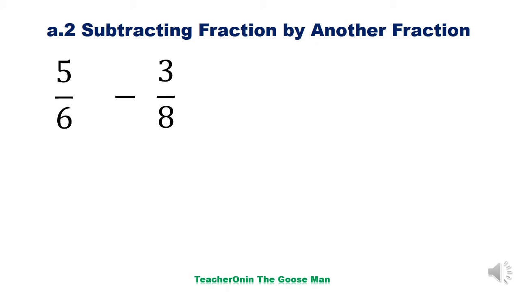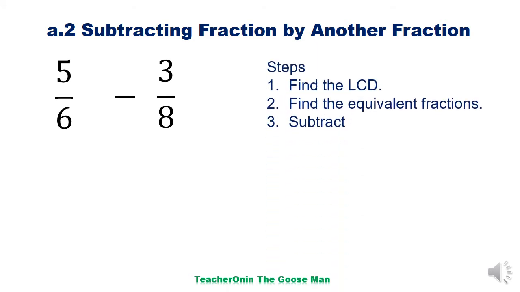Let's review the steps in subtracting fraction by another fraction. So we have step number 1, find the least common denominator. Number 2, find equivalent fractions. And number 3, subtract. So we will get the LCD of 6 and 8 respectively. So I have here 6 and 8. Okay. So think of a number that can divide 6 and 8. So that is actually 2. So 6 divided by 2 is 3, while 8 divided by 2 is actually 4.